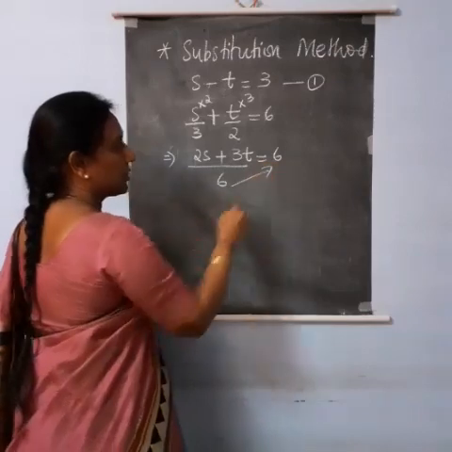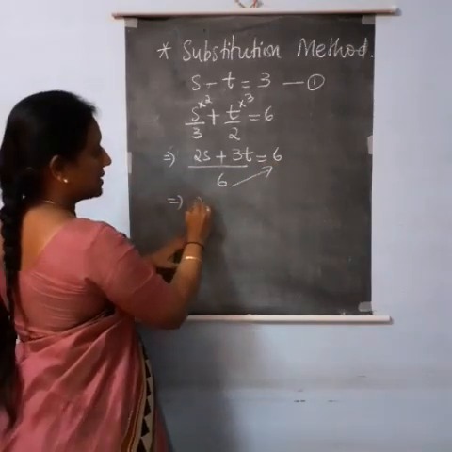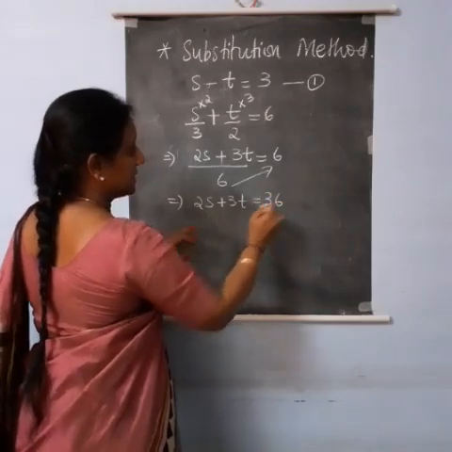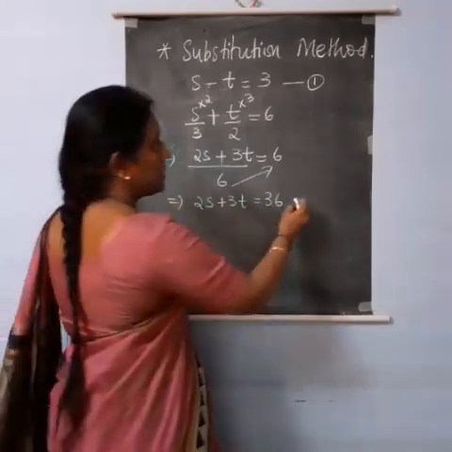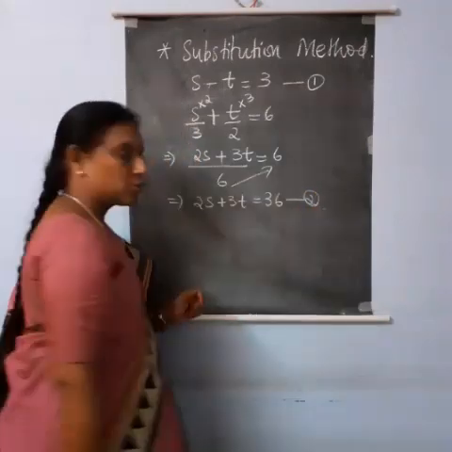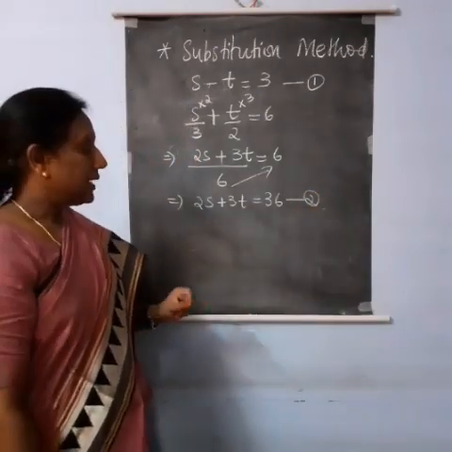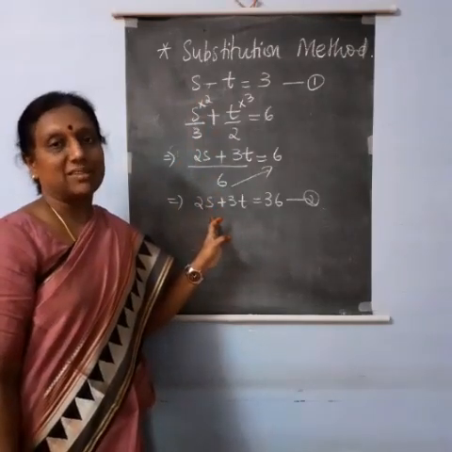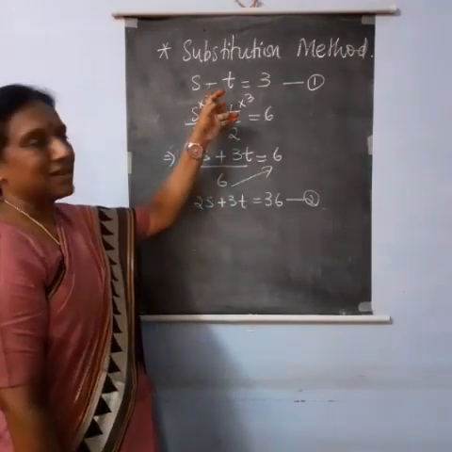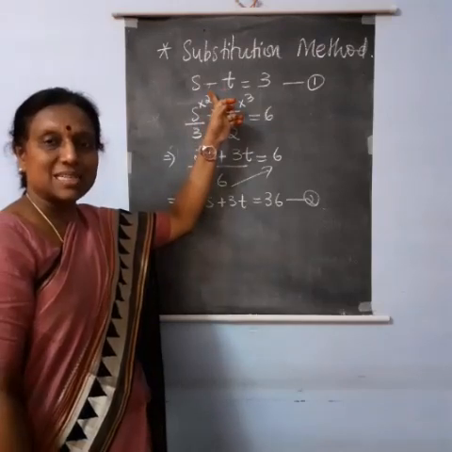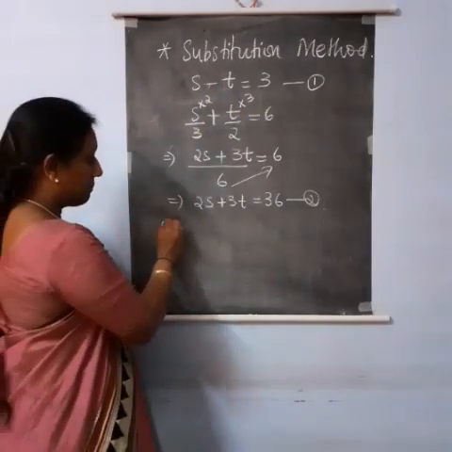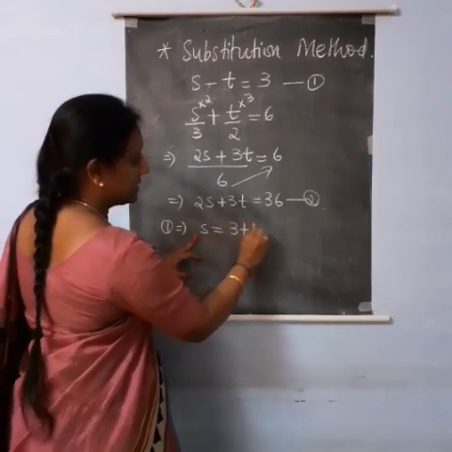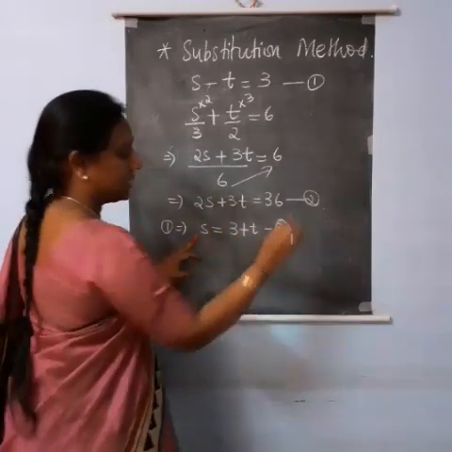So now you cross multiply. What will you get? 2s plus 3t equal to 36. Now it is in the simple form. So let us mark it as 2. Have you got it? Now we can see which equation to select to get the value of s. Now this is simpler. So shall I get the value of s from the first equation? So what does 1 imply? It will become s is equal to 3 plus t. Mark it as third equation.